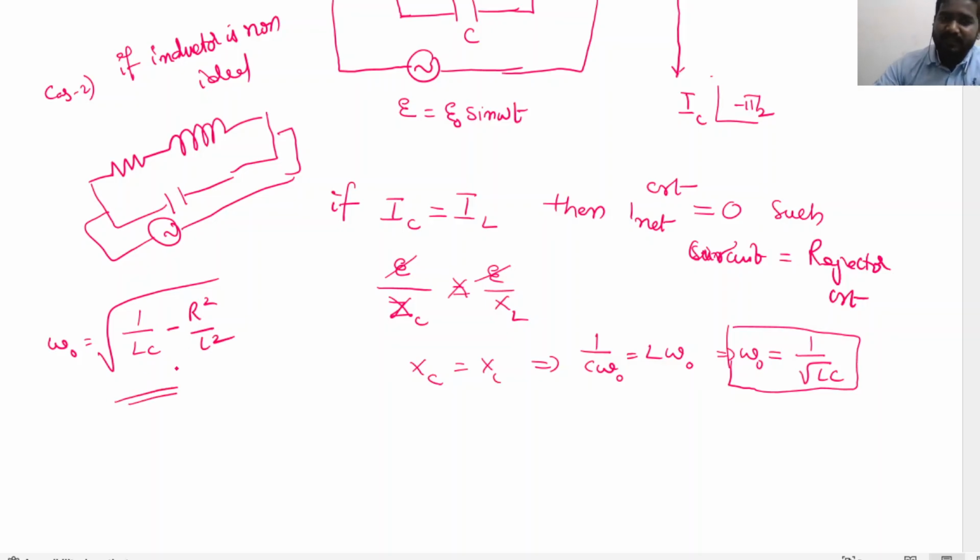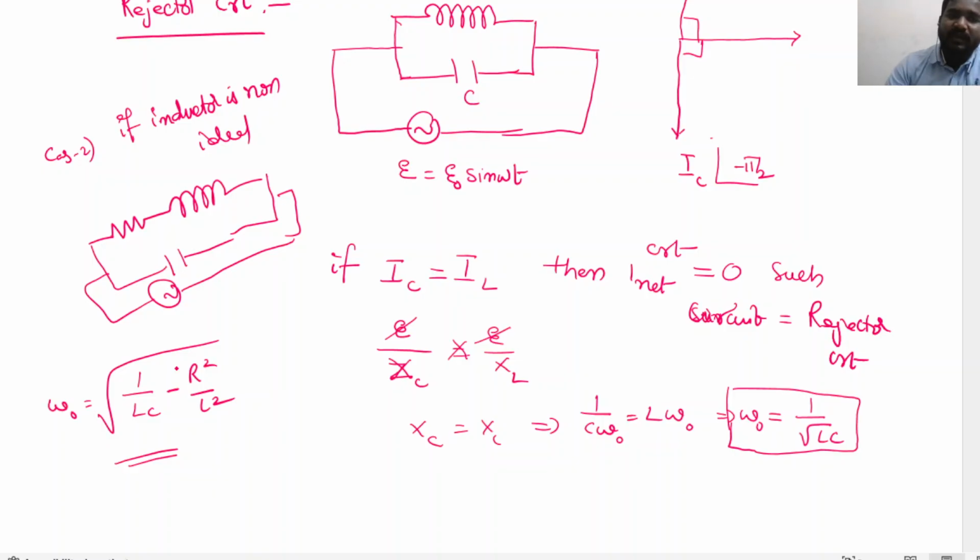Like this, resonance circuits, rejector circuits work in AC. In simple terms, at resonance in the rejector circuit, the net current across the circuit equals zero. Why? Because the current through the inductor and the current through the capacitor are equal and opposite. Therefore the net current across the circuit equals zero. Such circuits you can take as rejector circuits.